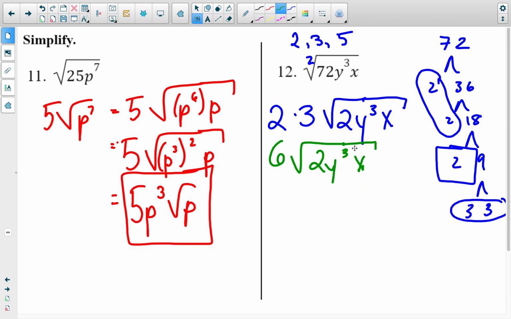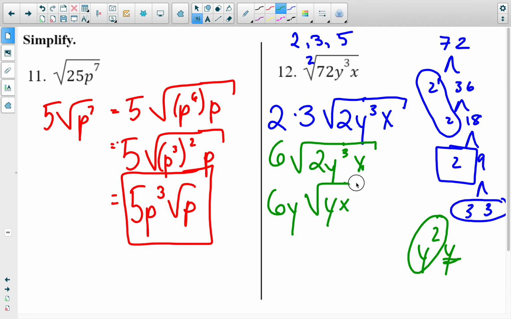And then this y to the third can be thought of as y squared times y, meaning that this y squared, the square root of that is going to be y, so it will come out front. Okay, but then the other y is left inside along with that x. Oh, and I lost my 2 somewhere in here. That 2 should be there. Okay.